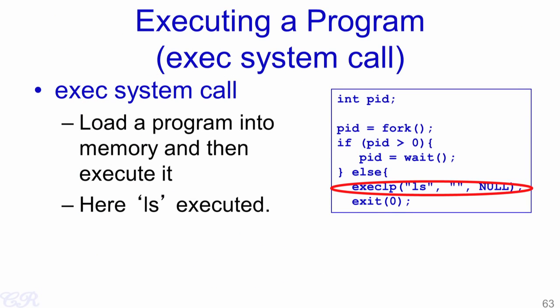So, we will now look at the internals of the exec system call. Recollect that the exec system call would load a program into memory and then execute it. In this particular code snippet, the parent process would invoke the fork system call, which would result in a child process being created. The child process in this example would execute the exec system call, and as a result it would cause a new program to be executed in the system. In this example, the new program is the ls program, which lists all the files in the current directory.